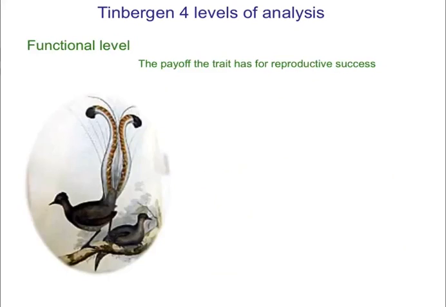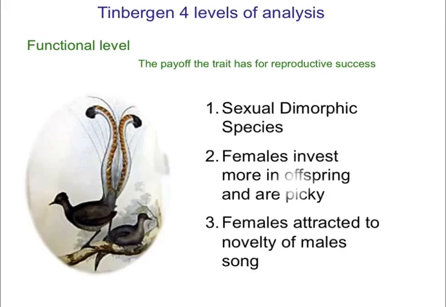Okay, so at the functional level, the question becomes, what is the payoff that any trait you're interested in explaining has for reproductive success? How does the trait you're trying to explain, in this case birdsong, pay off? What does it do to help an organism have more successful reproduction and successful survival? And in the case of the lyrebird song, what's thought is that lyrebirds are a sexually dimorphic species. Males have beautiful plumage and are slightly larger than females, while females are the investing sex.